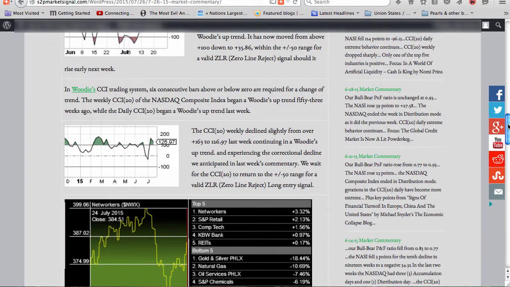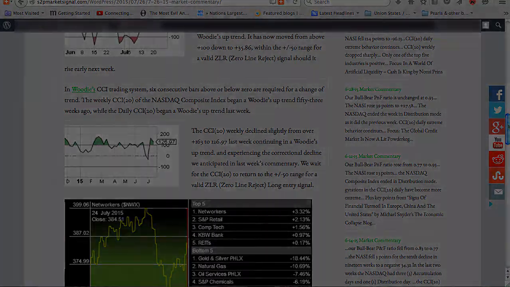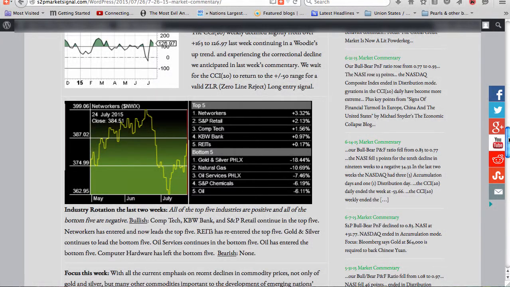The weekly CCI 20 of the Nasdaq Composite Index began a Woody's uptrend 53 weeks ago, while the daily CCI 20 began a Woody's uptrend last week. The CCI 20 weekly declined slightly from over plus 163 to 126.97 last week, continuing in a Woody's uptrend and experiencing the correctional decline we anticipated in last week's commentary. We wait for the CCI 20 to return to the plus or minus 50 range for a valid zero line reject long entry signal.